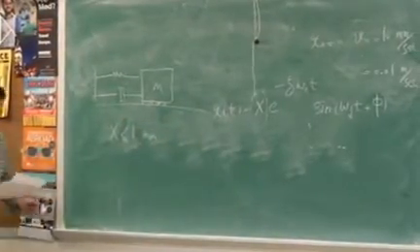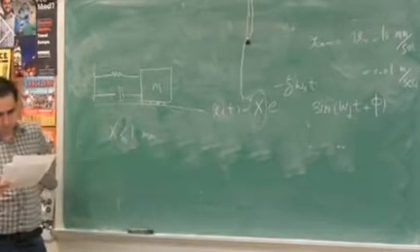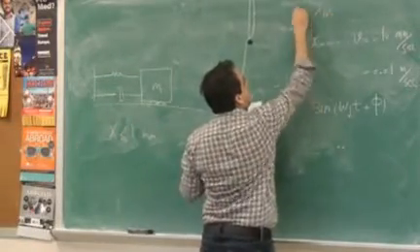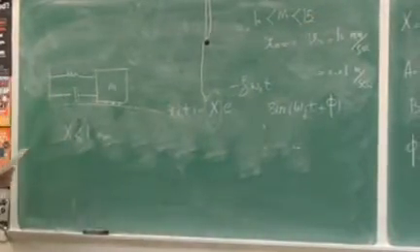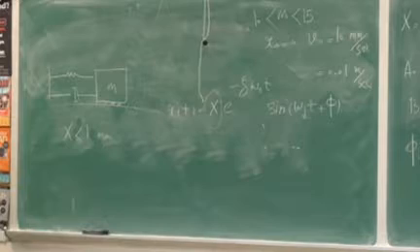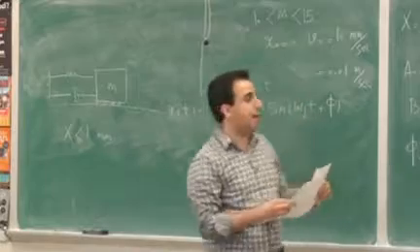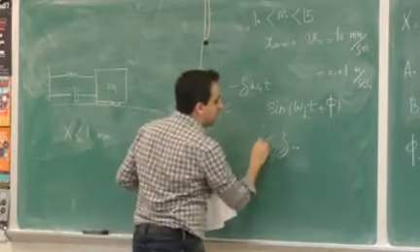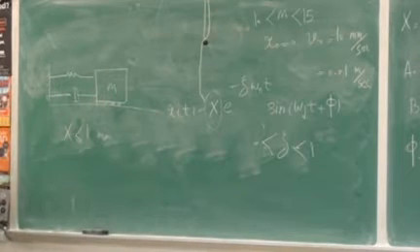So let's see what should be satisfied. There is a limitation on the mass. Mass must be between 10 and 15 kilograms. What else? The system must be underdamped, otherwise the response of the system is going to be different. So zeta must be between 0 and 1. It cannot be greater than one, that would be overdamped.